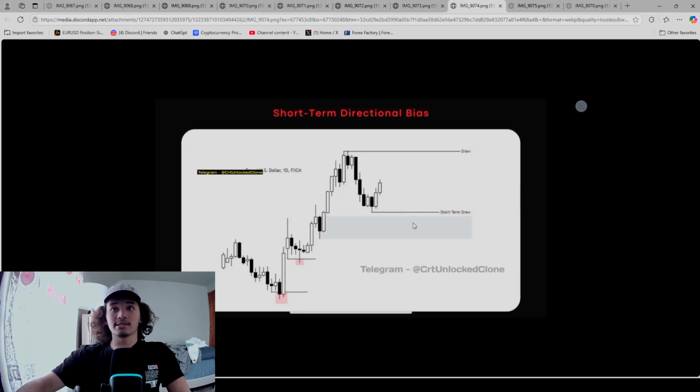Let me show you guys another example. This was the same example as this, by the way. Market just tapped the internal. It could be either of these, but if you would have been smart, you would have looked at this.